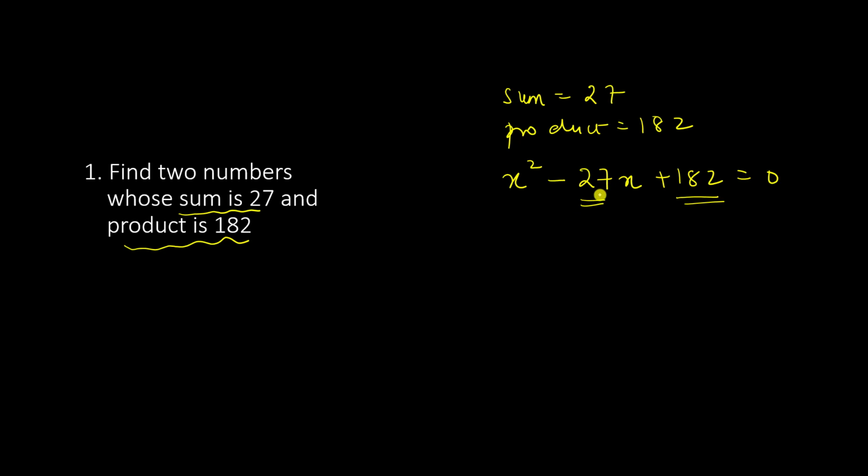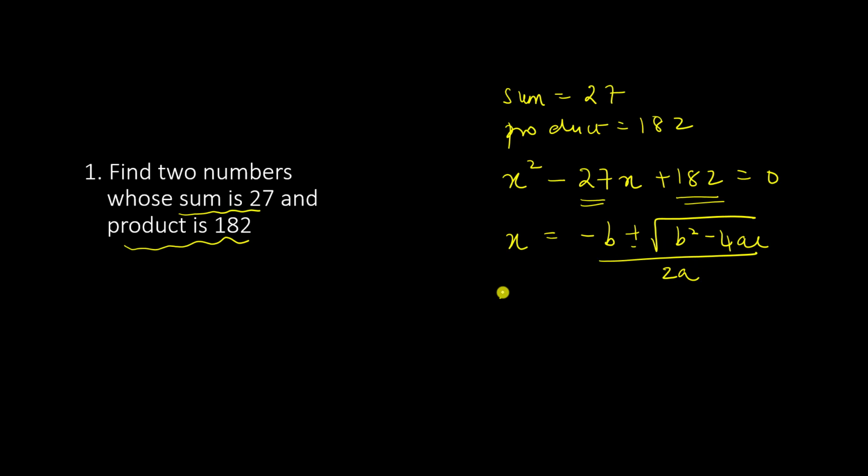Now, obviously, we won't try to solve this using factorization because to factorize, you need to know which two numbers have product of 182 and sum of minus 27. It's only in case we were not able to find that out initially that we try solving using quadratic equation. What's the other method you can use? You would use the quadratic formula which says that x equals minus b plus or minus square root of b square minus 4ac by 2a.